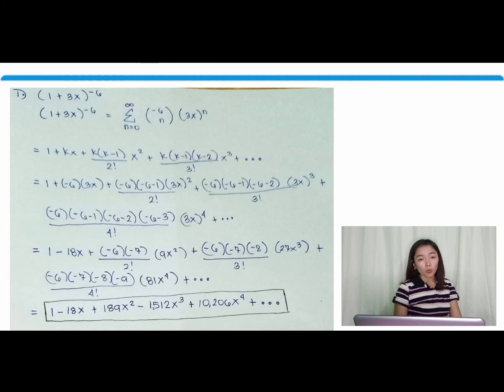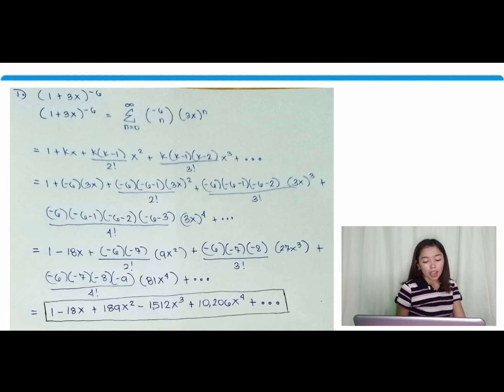Now we have 1 minus 18x, negative 6 multiplied by negative 7 over 2 factorial multiplied by 9x squared, we have positive 189x squared, and negative 6 multiplied by negative 7 and negative 8 over 3 factorial multiplied by 27x cubed, we have negative 1512x cubed, plus negative 6 multiplied by negative 7, negative 8 and negative 9 over 4 factorial multiplied by 81, we have 10,206x raised to 4 and so on.